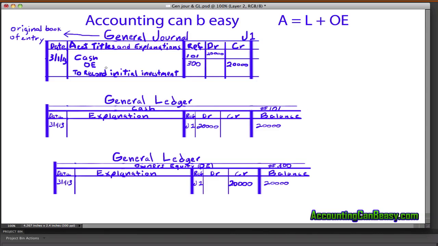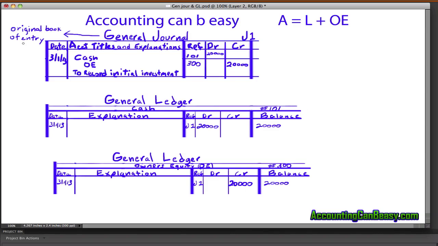This general journal entry records the initial investment into a company. What you see is a cash debit entry of $20,000 and an owner's equity credit entry of $20,000. This transaction happened on 3/1/13. The General Journal is also known as the original book of entry.